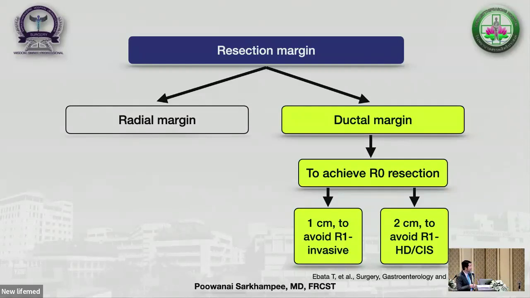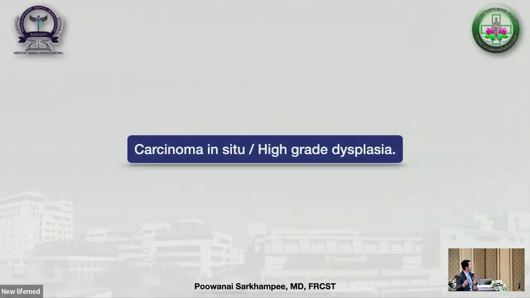This is the question, because 2 centimeters is really long when you perform perihilar resections. I think sometimes we cannot achieve 2 centimeters in perihilar cholangiocarcinoma. So does carcinoma in situ and high-grade dysplasia affect survival or not? This is a debatable issue nowadays.